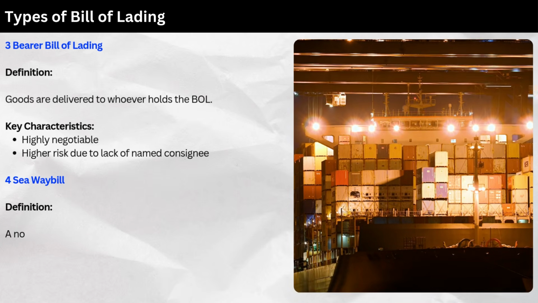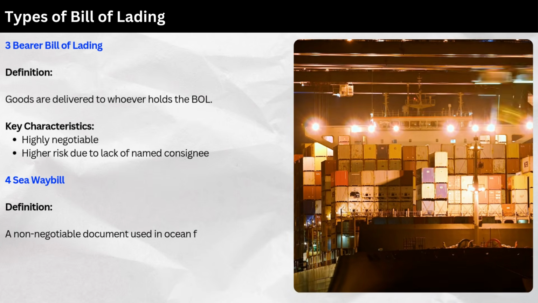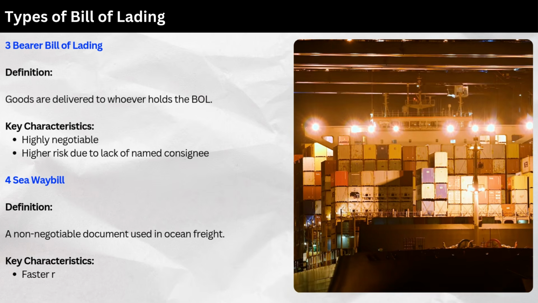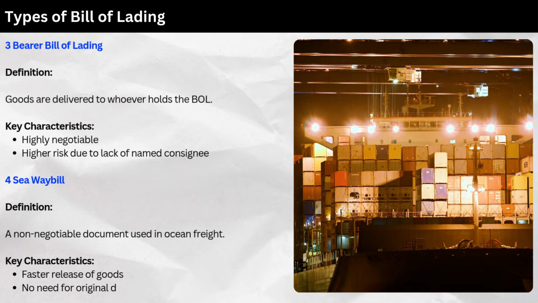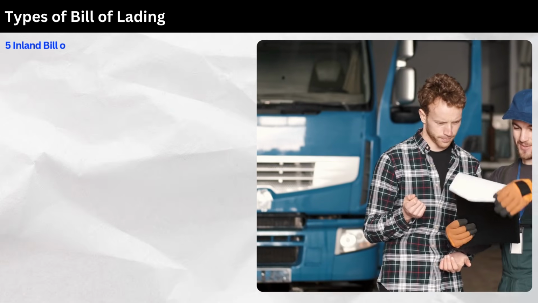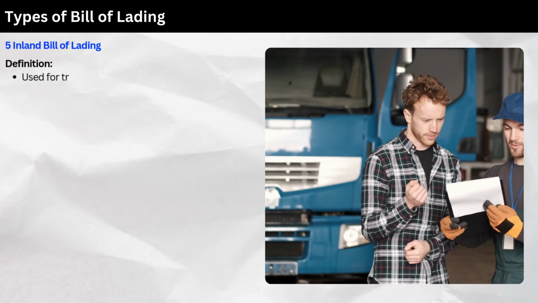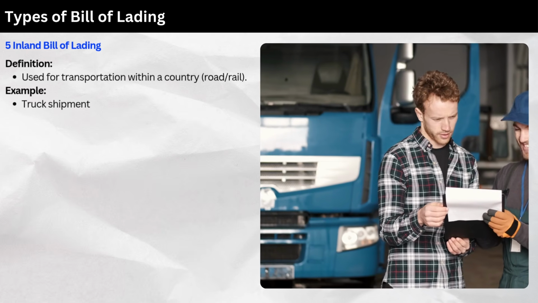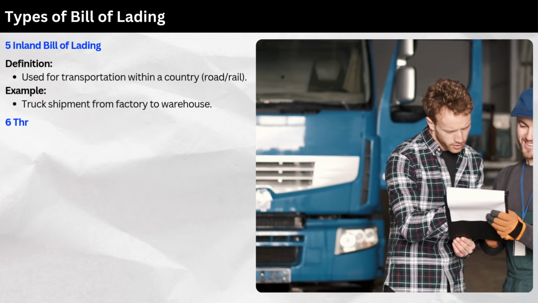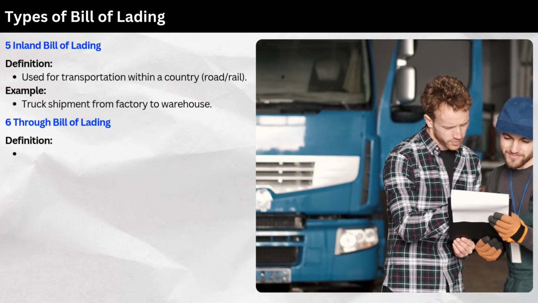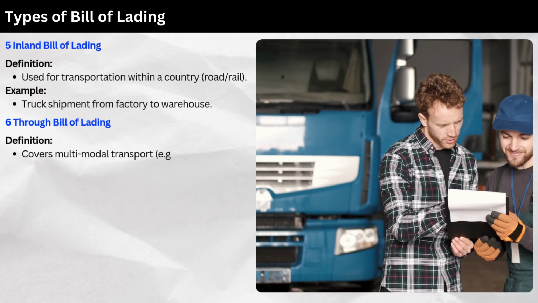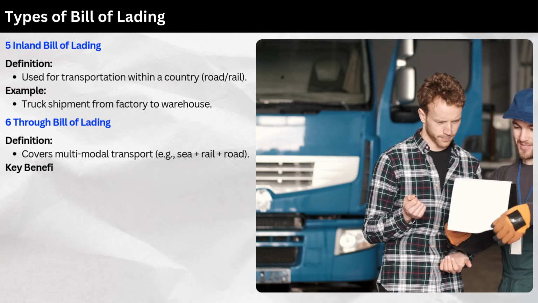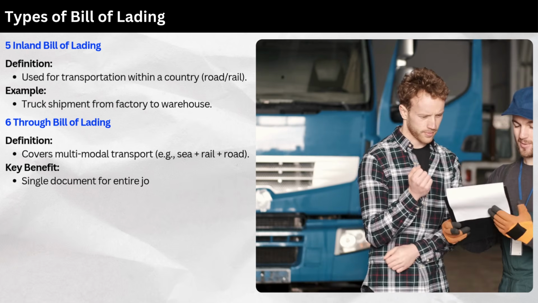4. Seaway bill. Definition. A non-negotiable document used in ocean freight. Key characteristics. Faster release of goods. No need for original document at destination. 5. Inland bill of lading. Definition. Used for transportation within a country, road, rail. Example. Truck shipment from factory to warehouse. 6. Through bill of lading. Definition. Covers multimodal transport, e.g., sea plus rail plus road. Key benefit. Single document for entire journey.